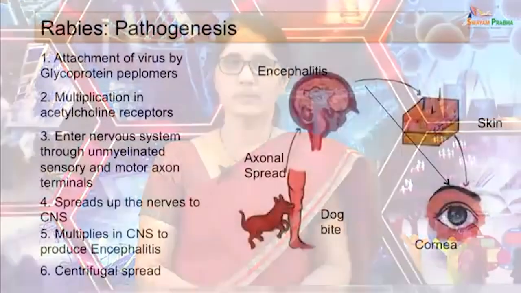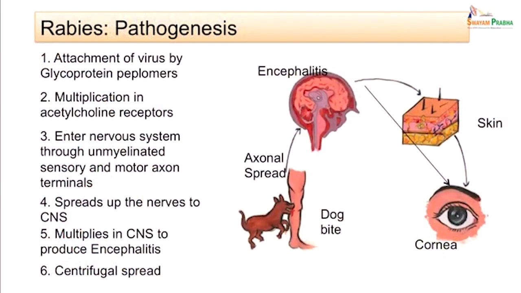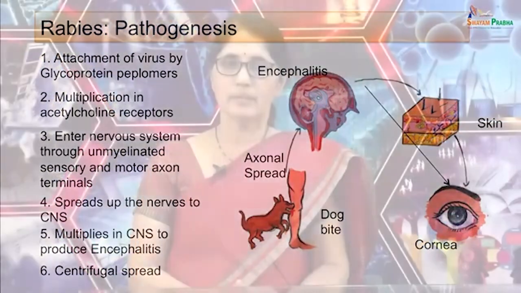This produces encephalitis and then it spreads to the peripheral organs. So the centrifugal spread occurs via the peripheral nerves. The virus spreads to the various organs like skin, cornea, other organs, almost all organs get involved, but there is a specific concentration of virus in the salivary gland, which facilitates the dissemination of the virus.